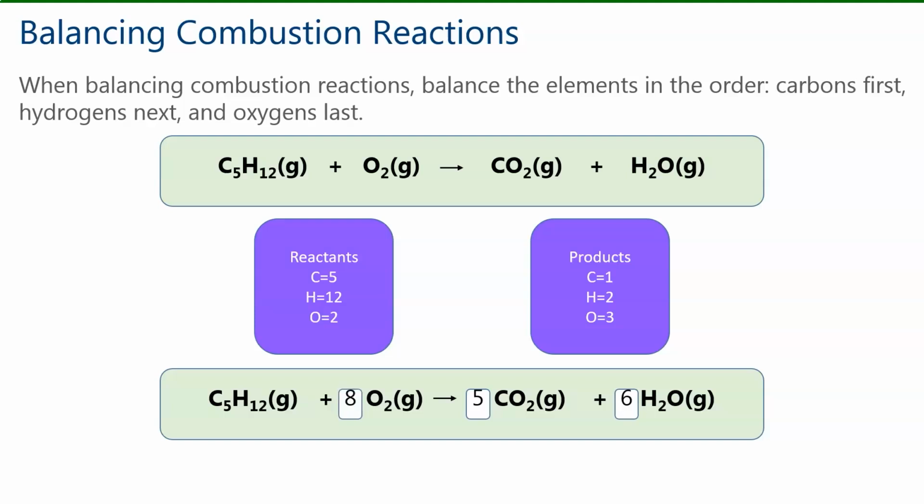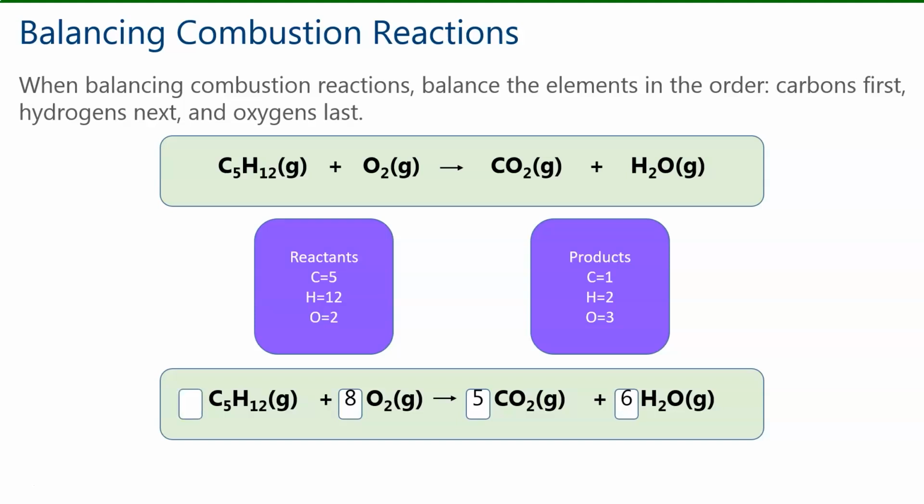That would be an 8. 8 times 2 gives us 16. So now we need to double check that this is balanced. We have 5 carbon on the reactant side and 5 on the product. We have 12 hydrogen on the reactant side and 12 on the product. We have 16 oxygen on the reactant side and 16 on the product side. So our equation is balanced.